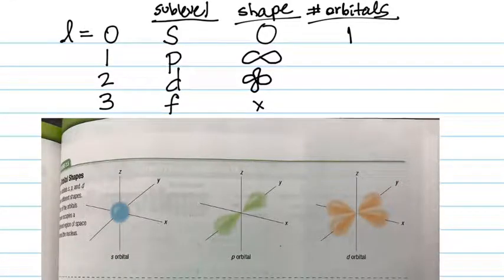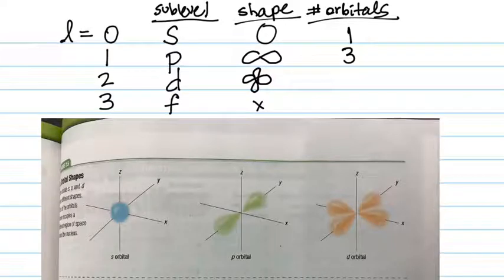With the p orbital, you can think about the one that's in green in the picture, which is along the y-axis. We can have another one along the x-axis and a third one along the z-axis, and they're all in a different region of space. So there are going to be 3 p orbitals.